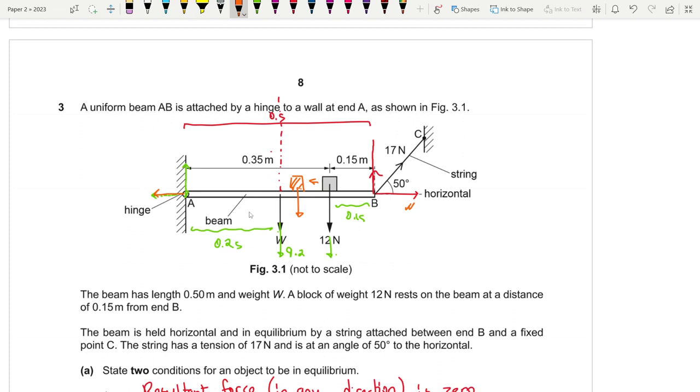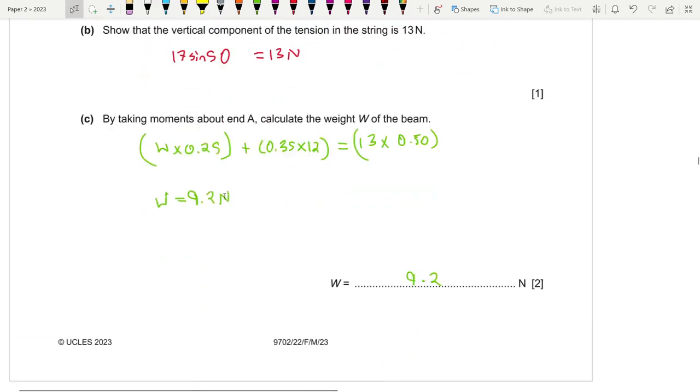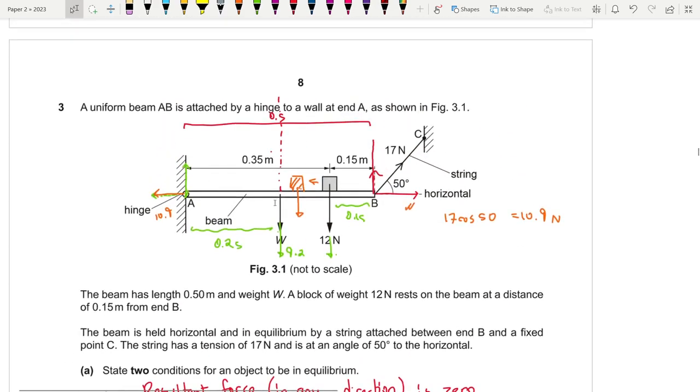Let's try to understand. So basically, beforehand, what was it? The horizontal component was 17 cos 50, right? So 17 cos 50 gives you a value of 10.9. This was also the value of the force which was balancing it, the force on the beam by the hinge. Now what happened? We moved the object closer, right? We moved the weight, specifically this weight, the block, closer to the hinge.